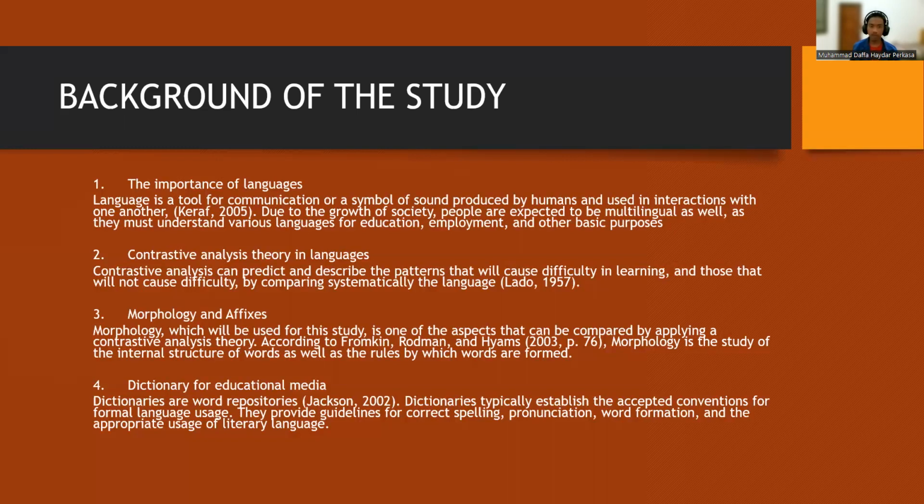The next one is morphology and affixes. Morphology, which will be used in the study, is one of the aspects that can be compared by applying contrastive analysis theory. Morphology is the study of the internal structure of words, as well as the rules by which words are formed, according to Fromkin, Rodman, and Hyams, and affix addition is also morphology.